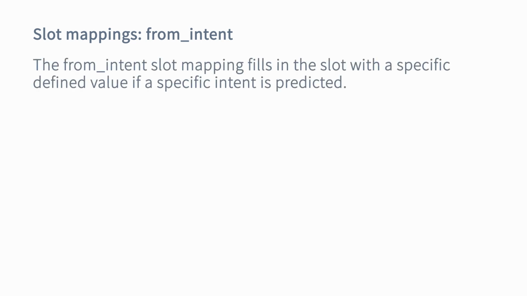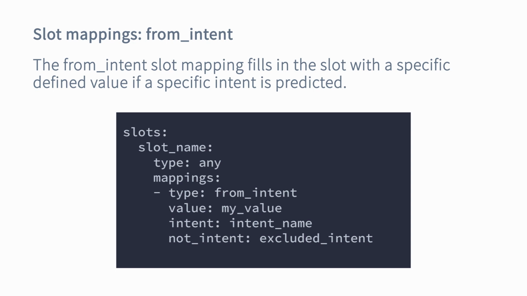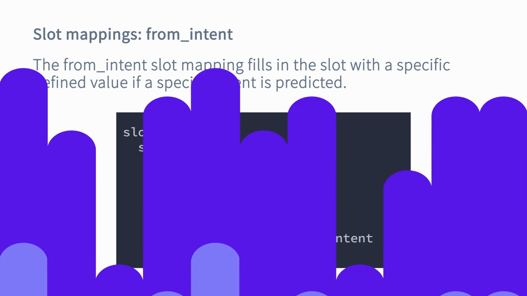Next slot mapping available in Rasa Open Source is from intent. Just as the name suggests, this slot mapping is based on the predicted intents, and it works in the following way. The slot will be filled with a specific predefined value, which you have to define when you configure the slot mapping, if a specific intent is predicted. Just like with the previously covered slot mappings, you can also add additional constraint, not intent.